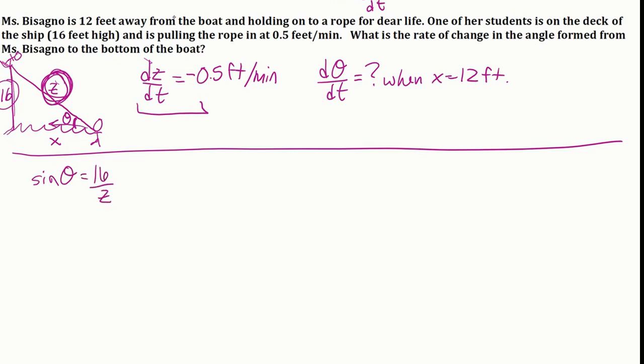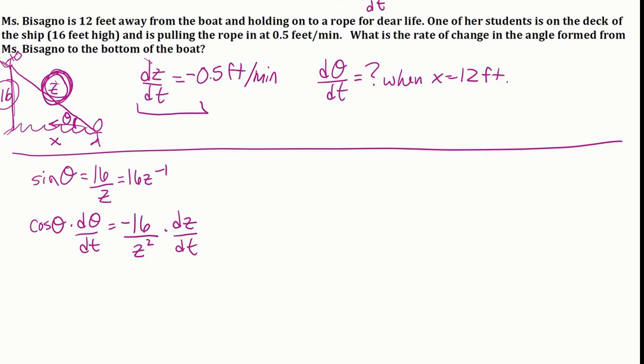And then when I take the derivative of sine theta, it is cosine theta times, don't forget to take the derivative of the variable with respect to time, d theta dt. And the derivative of 16, that's 16z to the negative 1, right? So that's negative 16z to the negative 2 times dz dt. We have to take the derivative with respect to time.